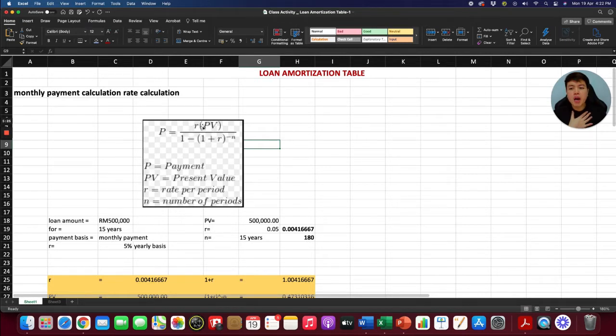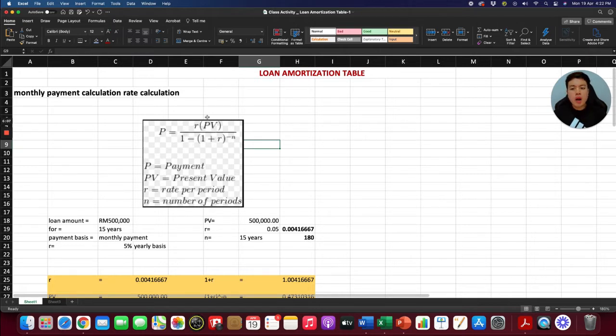Payment equals R times PV. What is R? R is the rate per period, which is actually your interest rate. So R is your interest rate times PV. What is PV? PV is the present value, or simply the original loan amount. If you borrow money from the bank, let's say 500,000 ringgit, PV will be 500,000 ringgit. So I repeat, PV is the original loan amount.